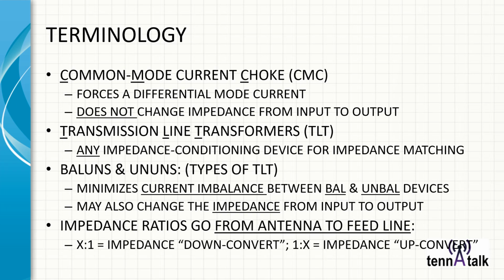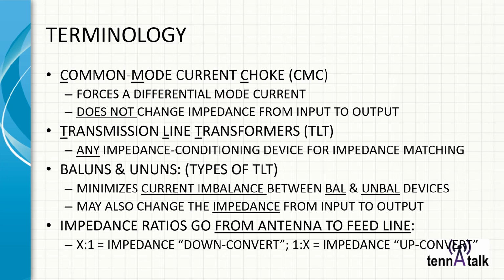So let's start with a little terminology. The common mode current choke, or CMC for short, forces a differential mode current and does not change the impedance from the input to the output, whereas a transmission line transformer, or TLT, can be any impedance conditioning device for impedance matching. Could be an autotuner, could be a tuned stub network, or could be a BalUn or an Unun.